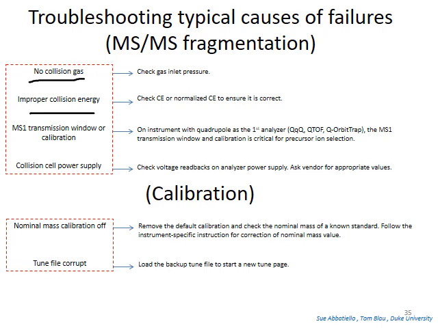No fragmentation might also be due to incorrect choice of precursor ion, which is related to MS1 transmission window or calibration. If the selection of precursor ions is incorrect, the fragmentation wouldn't happen. Collision cell sometimes has a separate power supply, so checking the power supply for collision cell might help address this fragmentation issue as well.